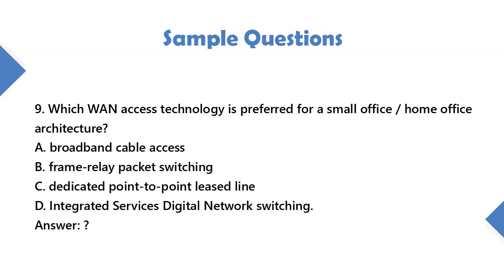9. Which WAN access technology is preferred for a small office, home office architecture? A. Broadband cable access. B. Frame relay packet switching. C. Dedicated point-to-point leased line. D. Integrated services digital network switching.